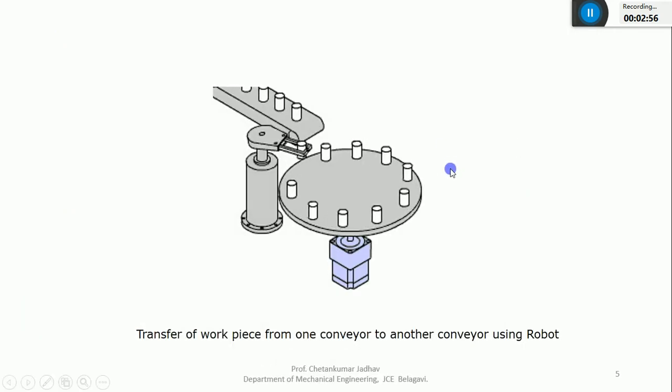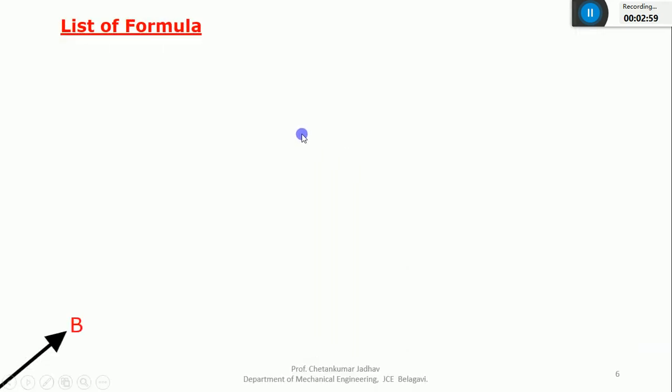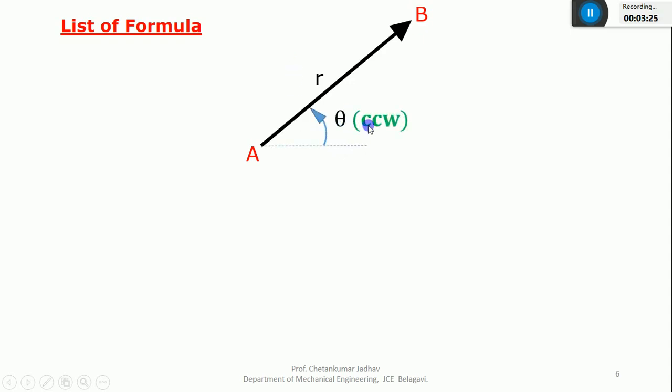And after that, I explained what a vector is. This is a vector AB. When considering any mechanism, we represent the different links or elements of the mechanism in the form of vectors, so that it is easy to find the angular velocity and acceleration. Consider this vector AB, having a magnitude of r, and making an angle theta with respect to the positive real axis in the counterclockwise direction. With respect to the tail of this vector, this is the tail of the vector, and this is the head of the vector.